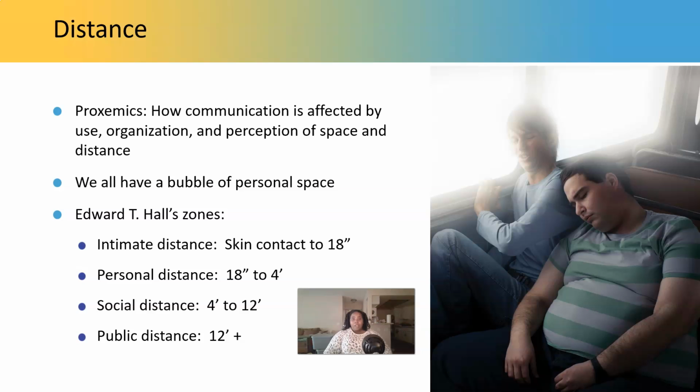However, it would get more and more crowded. There'd be empty seats, someone would sit by me, and then we're like, "Aw, I feel a little sad because I didn't have the seats to myself." Why did I feel this way? Let's look at Edward T. Hall's zones, or proxemic zones. Proxemics is how communication is affected by the use, organization, and perception of space and distance. There are 4 different zones that dictate how far apart we are from people and the relationship.